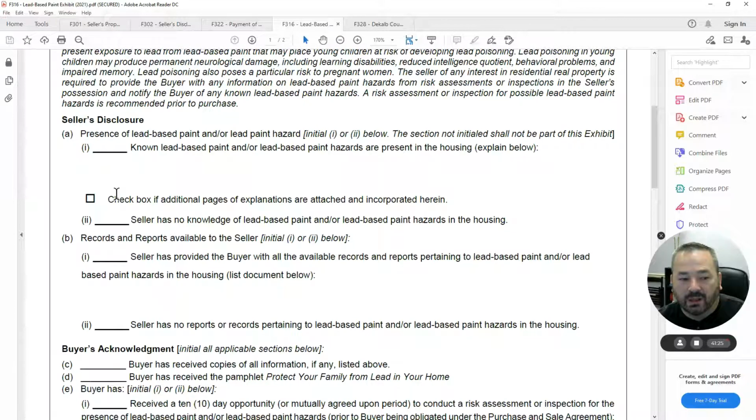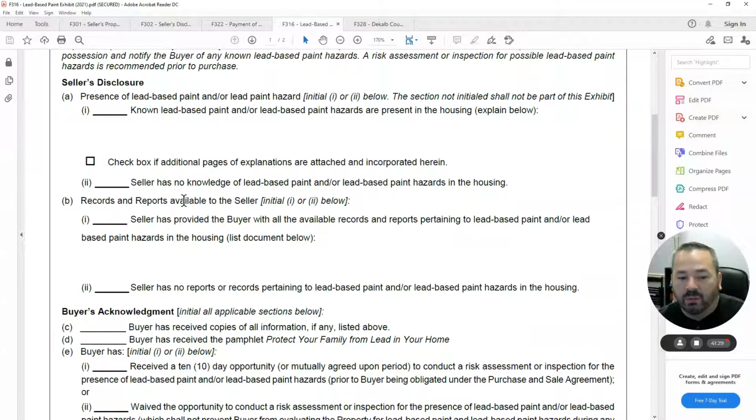Okay, we're still under the seller's disclosure. Right here, records and reports available to the seller. Number 1, seller has provided the buyer with all available records and reports pertaining to lead-based paint. Or number 2, seller has no reports or records pertaining to lead-based paint. Seller has to sign one of those 2 places.